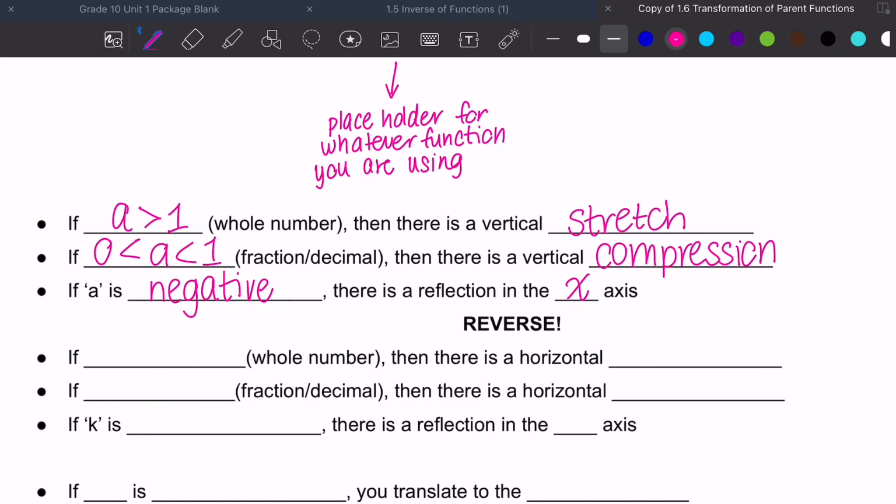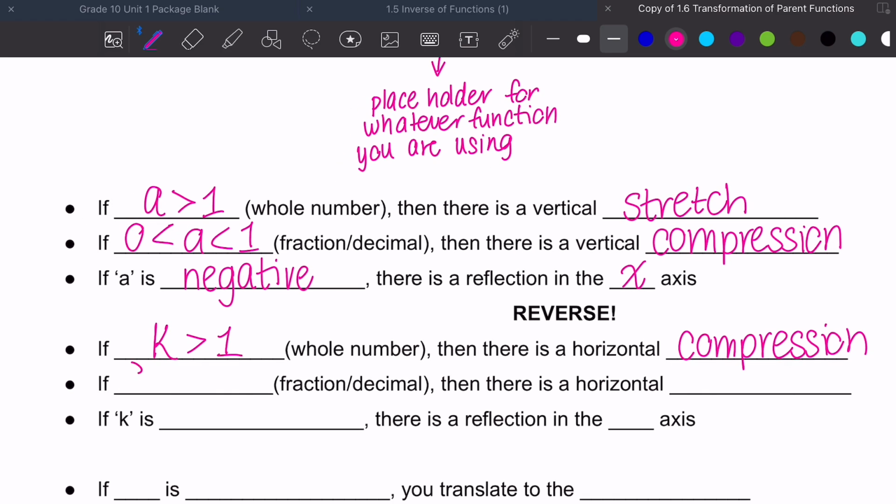When we look at K, we are just reversing these rules. And this is a new transformation that you haven't done before. So now we say if K is greater than 1 or a whole number, we're going to say that that's a horizontal compression. So before we associated whole numbers with stretches, now we're saying they're compressions, right? And same thing with the reverse. If K is between 0 and 1, or a fraction or a decimal that you see, that's going to be considered a horizontal stretch.